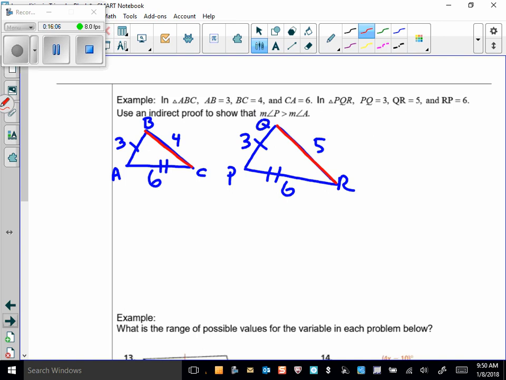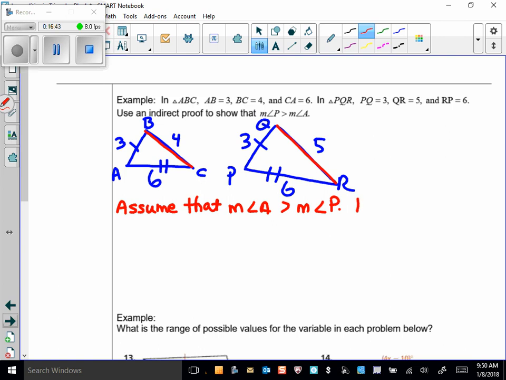I know that the measure of angle P is greater because QR is greater than BC, but I need to use an indirect proof. So let's remember what we got to do with an indirect proof. We got to assume the opposite of what we're trying to prove. So we're going to assume that the measure of angle A is greater than the measure of angle P. That's the opposite of what I'm trying to prove, right?